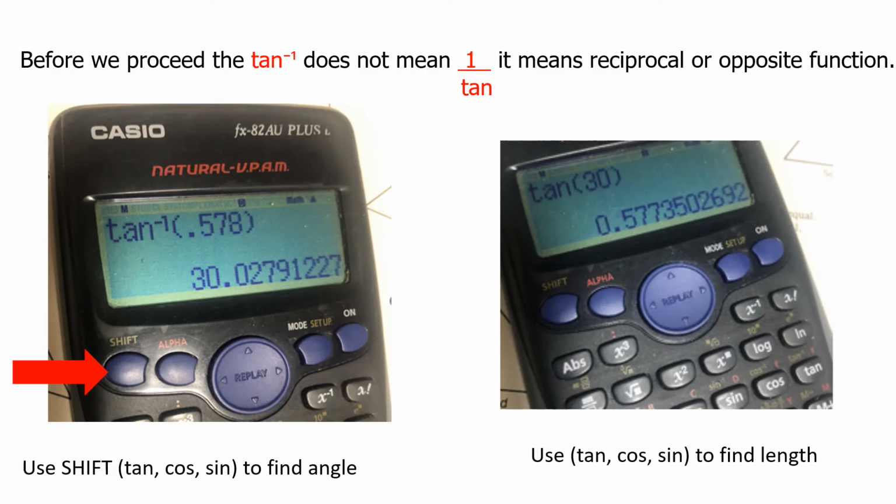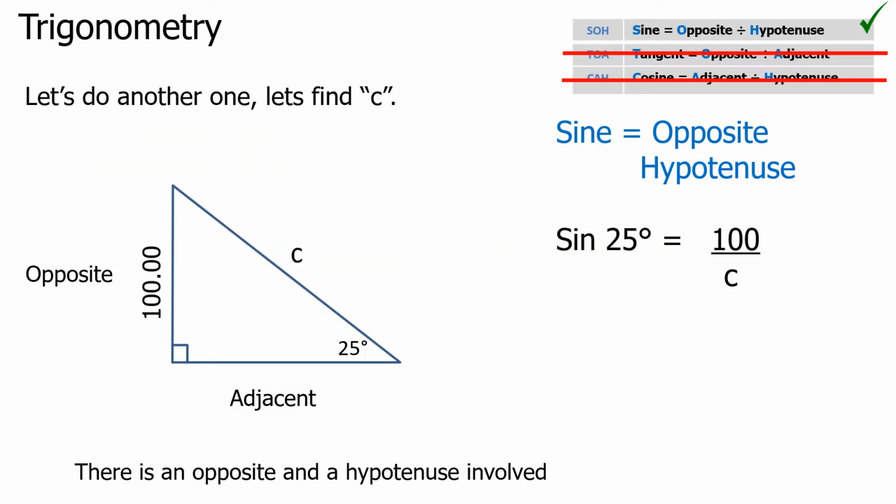Just a reminder, on your calculator and on some trig examples, the -1 does not mean 1 over tan or sine or cos. It just means reciprocal or opposite function.